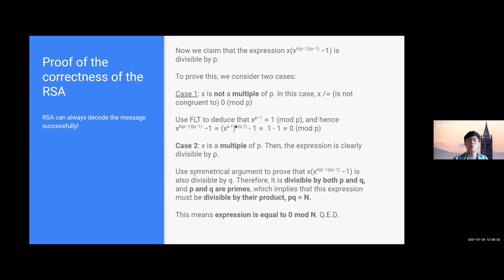You can prove the same thing mod q, so that you can prove this term is divisible by q. Since you know that this term is divisible by both p and q, and you know that p and q are primes, this implies the expression is divisible by the product of these two primes. So this means the expression is always congruent to 0 mod n.